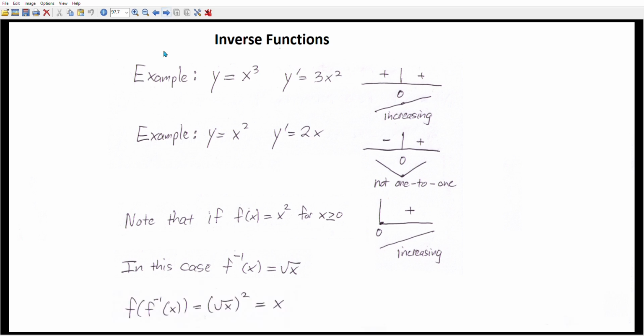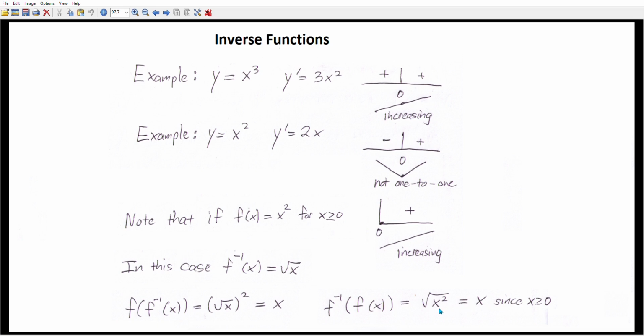And we check that. f of f inverse of x: f is the squaring function, f inverse is the square root. The square root of x squared is x. The other direction, we have f inverse of f of x is the square root of x squared, and now the square root of x squared is x since x is bigger than or equal to 0.